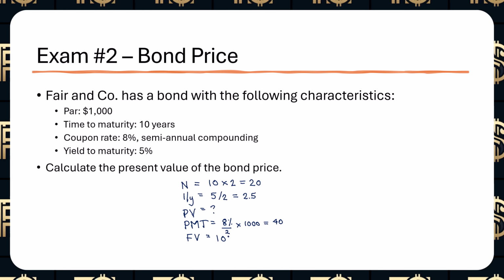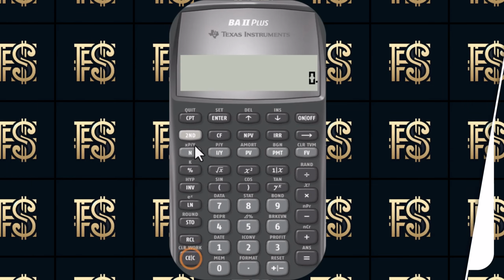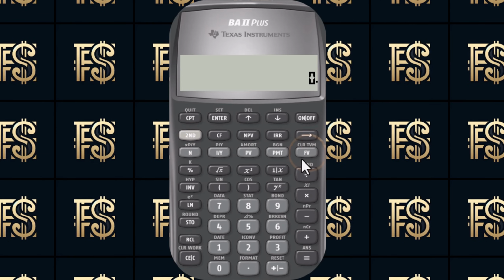And the future value is 1,000. That is the face value or par value of the bond. And again, we're trying to find the bond's price. Let's clear our work in our time value of money. So we'll enter 20 for N, 2.5 for I/Y, 40 for my payment, and $1,000 for my future value.